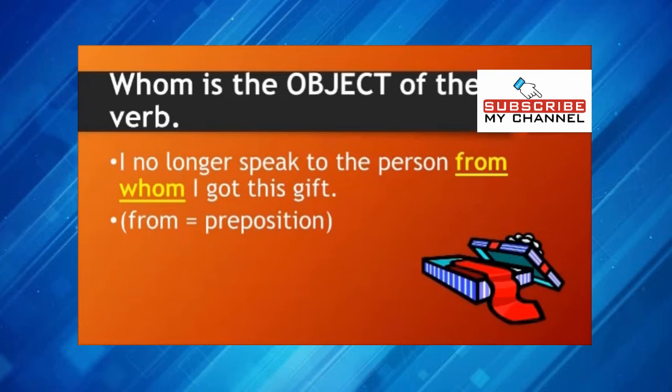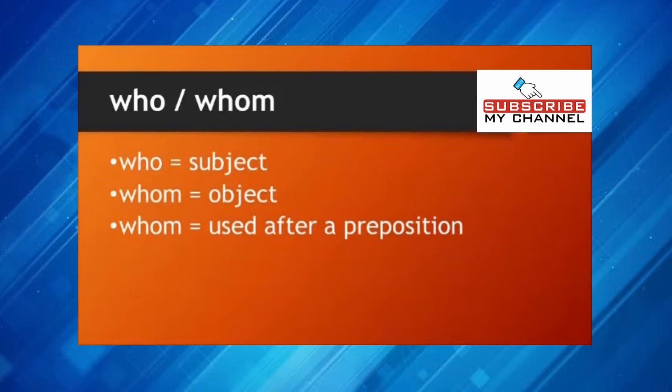I no longer speak to the person from whom I got this gift. From is the preposition, and after the preposition we use whom. So now you've learned that who is the subject of the verb, whom is the object of the verb, and we always use whom after a preposition, not who.